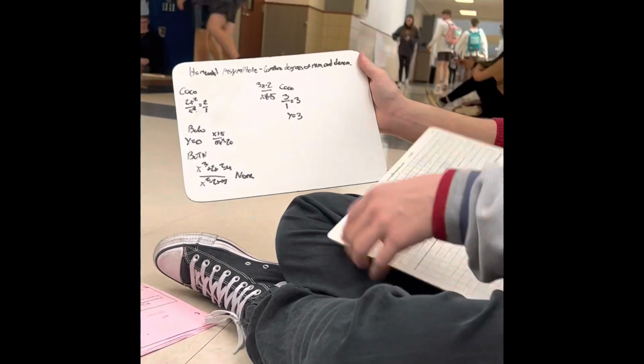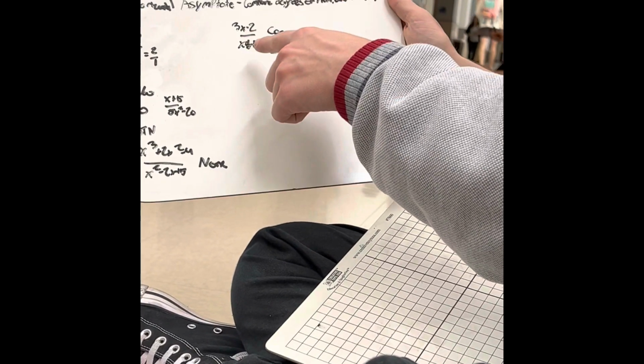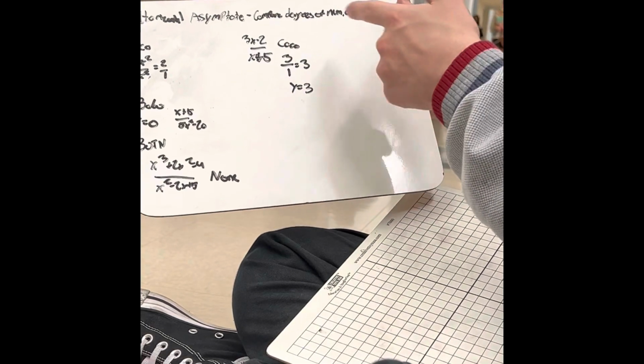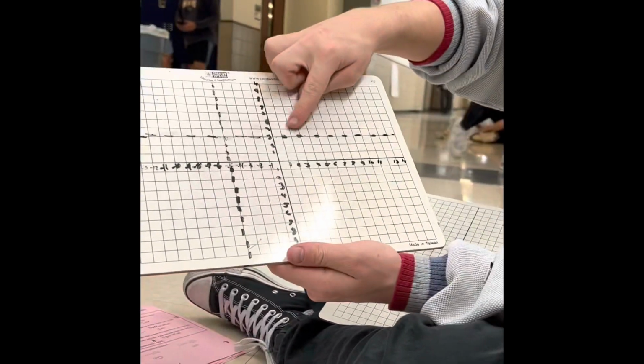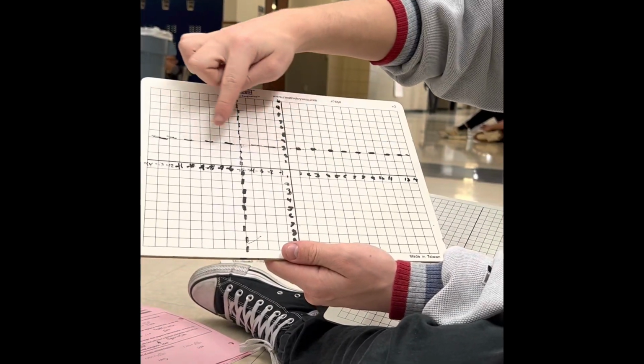And so for our case, it's 3x minus 2 over x plus 5. This would be the same-degree case. So 3 over 1 equals 3, y equals 3. And to graph this, you would just do a dotted line at the y value of 3.